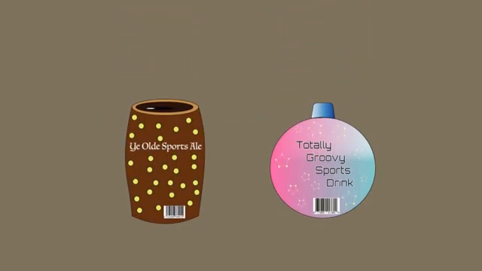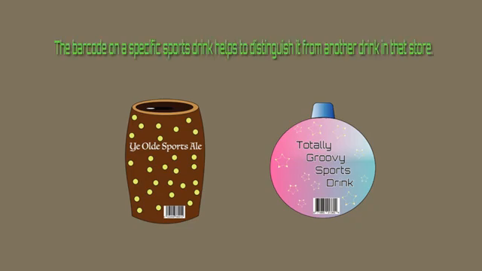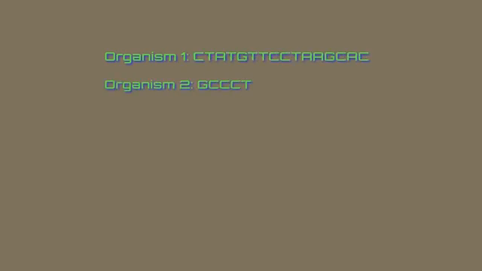You might be shocked to discover that the barcodes on certain food products in your local grocery store and the scientific barcoding method are not that different from one another. For example, the barcode on a specific sports drink helps to distinguish it from another drink in that store. These two drinks have different barcodes so that a cashier's scanner can identify which drink it is and how much it costs. In the NGS video, we talked about the importance and specificity of DNA sequences.